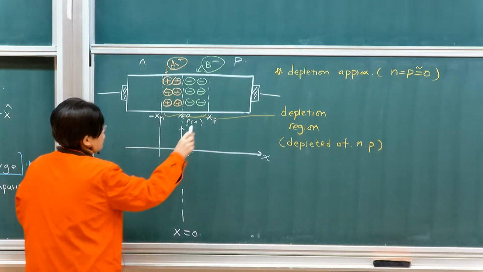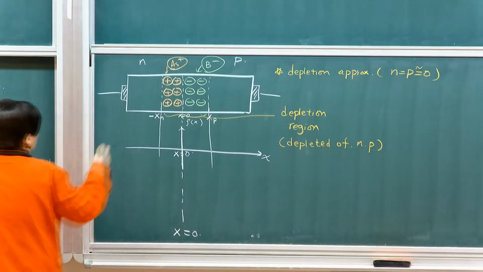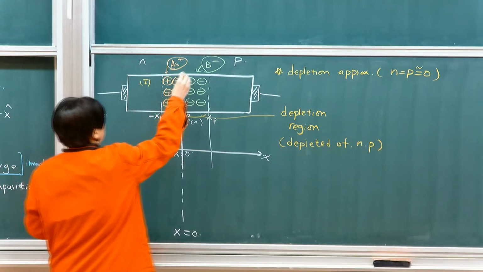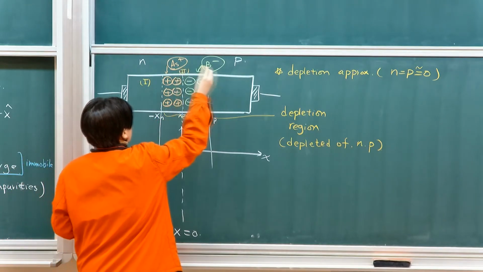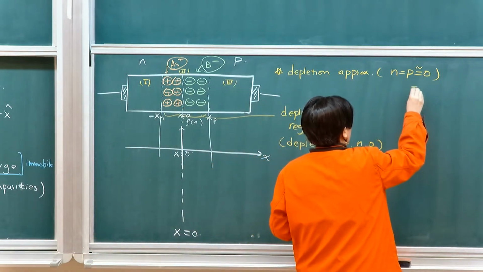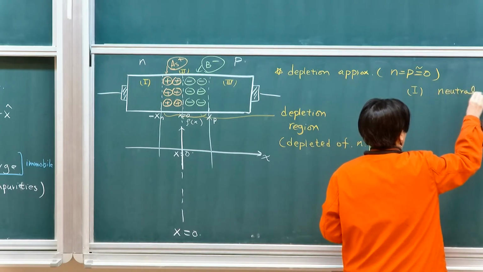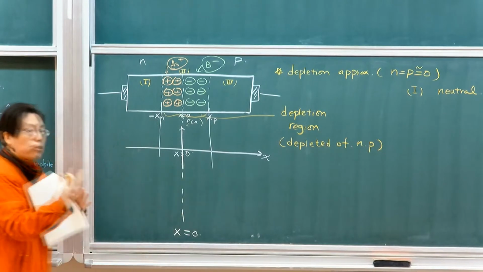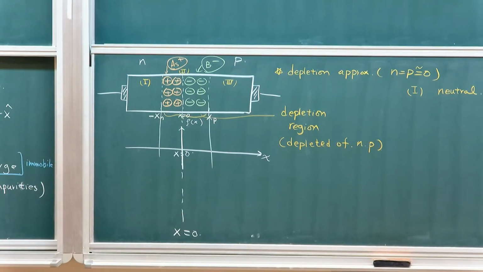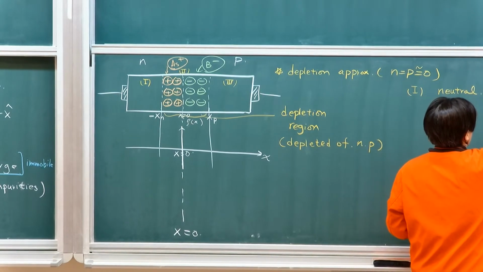If you cut it in three, there's zone 1, zone 2, and zone 3. In zone 1, it's neutral. This is just the typical region where your electrons have not left the region. Therefore, it is the neutral region, which is n plus Nd.